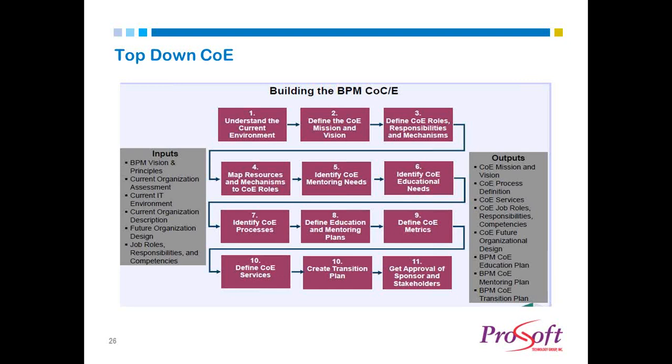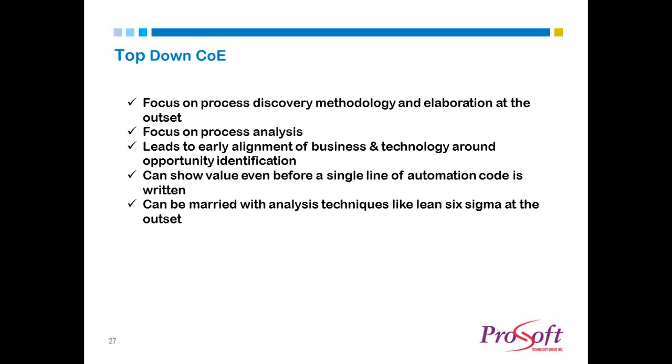And in fact, it is not so much tool-centric. At that point, it is more about roles and methodologies and how you go about making sure that people have the visibility to the exercise. And a top-down CoE can also be married with analysis techniques like Lean Six Sigma at the outset, and there are various others as well. Business process improvement initiatives, they are very similar, but a top-down CoE tends to have more of a process analysis and process-centric focus right up front, which is of a lot of value.